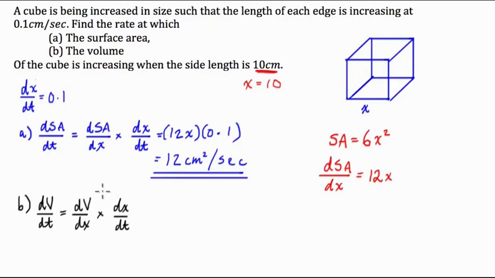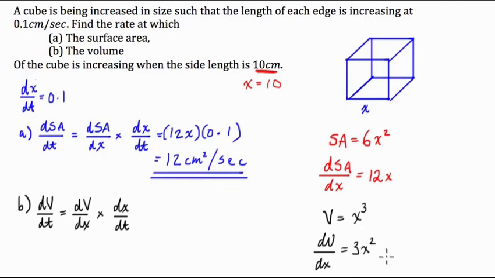So to compute this relation, we're going to have to figure out a volume equation. The volume of a cube or any kind of rectangular prism is length times width times height. So V in terms of x is just equal to x cubed. So dV/dx is going to have to be equal to 3x squared.